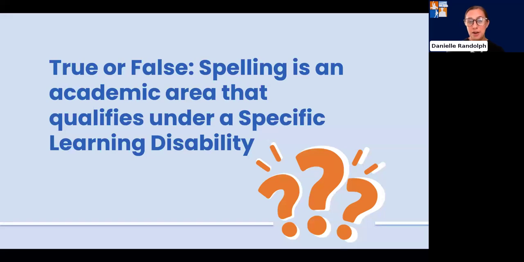All right, so this is my poll question, true or false? Spelling is an academic area that qualifies under the category of specific learning disability.